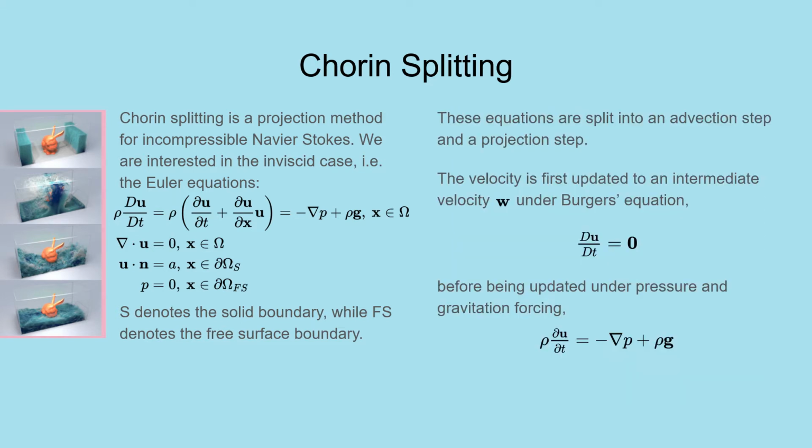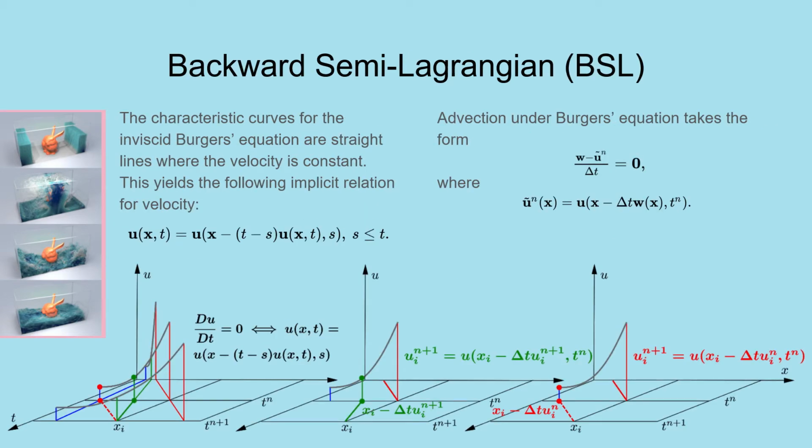In this splitting, the equations are split into an advection step, where velocity is first updated to an intermediate field W under Burgers' equation, and a projection step, where the field is then updated under pressure and gravitational forces, subject to the incompressibility condition del.u equals 0 in the interior of the domain. Note that the derivative in Burgers' equation is the material derivative. We first focus on the time discretization and the advection under Burgers' equation.